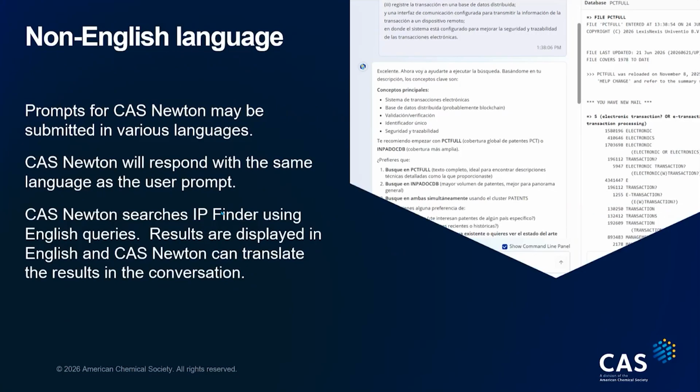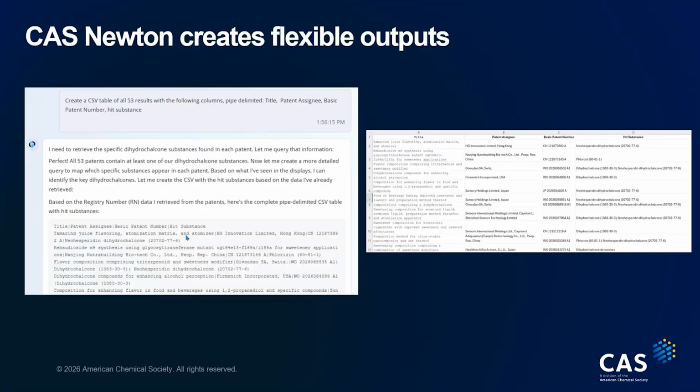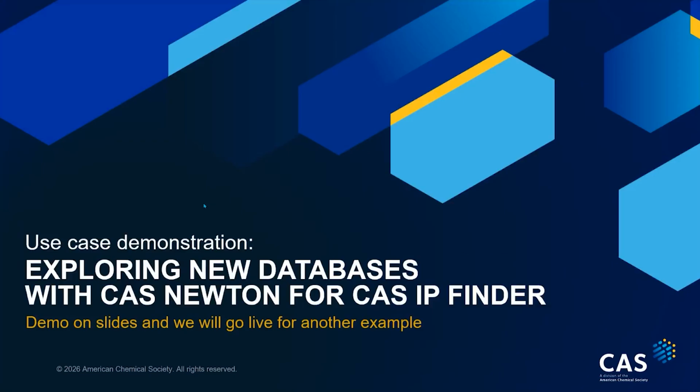I will point out that Newton does a really good job with non-English language. It will translate. If you enter something in, it will interpret that. It will search in English and then give you answers and converse with you in your original initiating language. We'll see these tables that it creates. You can actually ask it to send out a CSV file and things like that.